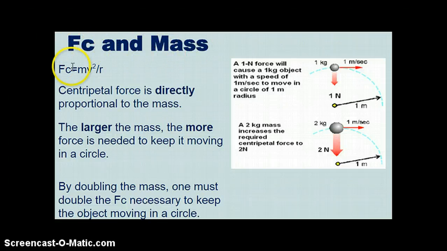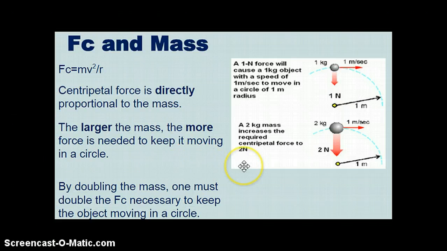Centripetal force and mass. Centripetal force is directly proportional to the mass. The larger the mass, the more force is needed to keep it moving. By doubling the mass, one must double the necessary centripetal force to keep the object moving in a circle. So here I have a 1 kilogram mass. I have a 1 Newton force. It's a 1 meter radius, and it's traveling 1 meter per second. If I double the mass, I must double the force necessary to keep this 2 kilogram object traveling at 1 meter per second with a radius of 1 meter.